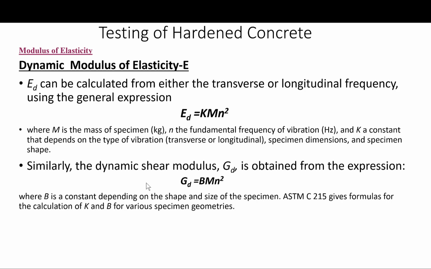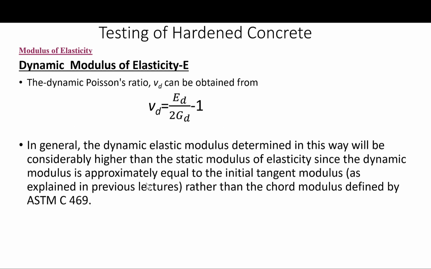And again, consistency and accuracy in carrying out these tests are key. The same person should carry out the tests on all specimens to be compared to each other, and the person should be really familiar with the apparatus and how it is set up and how the values are read. Okay. Also, the dynamic Poisson's ratio, nu sub d, can be obtained, as you can see from this equation right here.